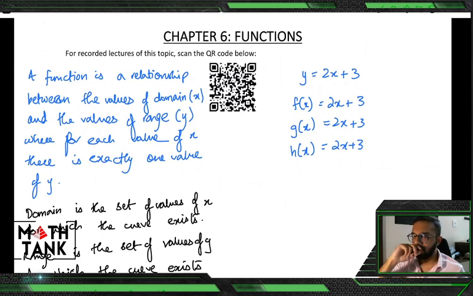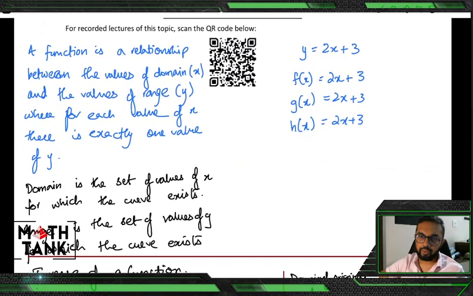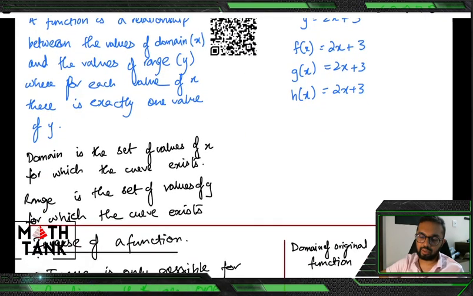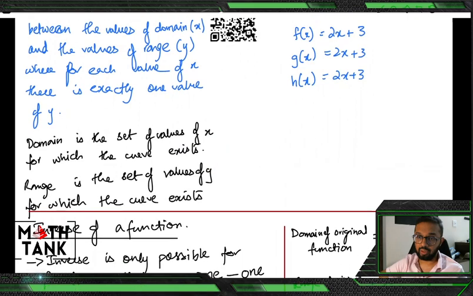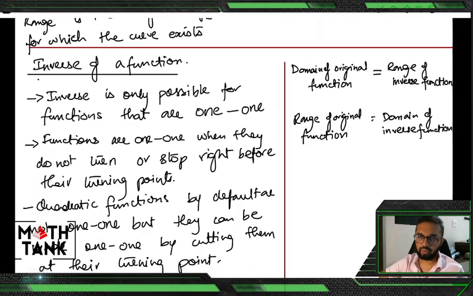So a function is like an equation. It's a relationship between the values of x and values of y. What you have simply done is you've replaced y with a different notation called f of x or g of x or h of x, as is visible to you on the screen. There is a change in terminology as well. You no longer call it x, you call it domain. You no longer call it y, you call it range. So whenever I'm talking about range, I'm talking about the values of y. Whenever I'm talking about x, I'm talking about the values of the domain, and so on.